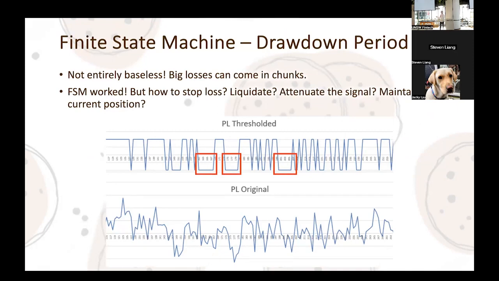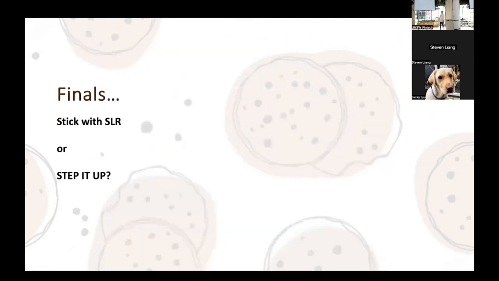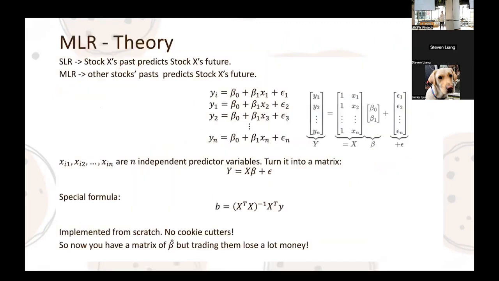So for finals, I wanted to step it up to multiple linear regression. It's interesting. Before, we were using the past to predict the future. Now we're using other stocks to predict. You have the same math, but now it's linear algebra. You do the math, and so you can calculate this. How do you make money on this?